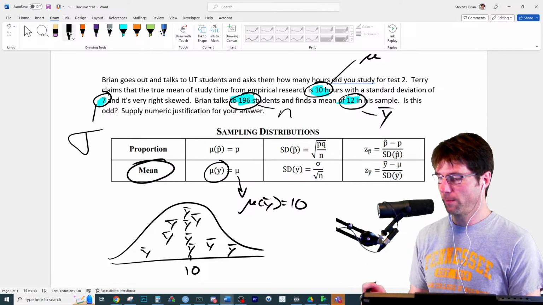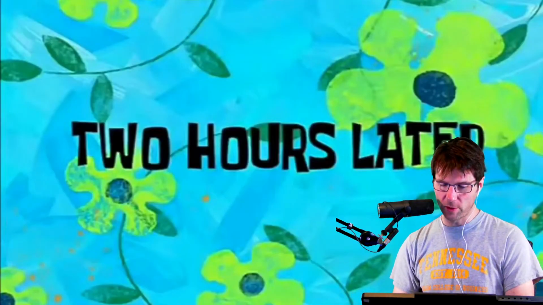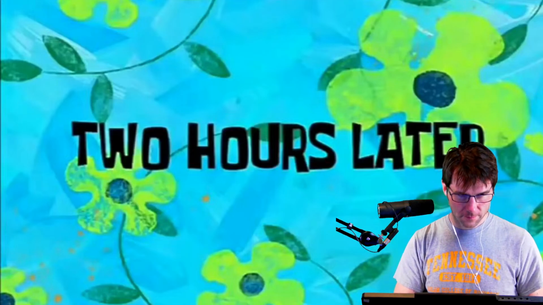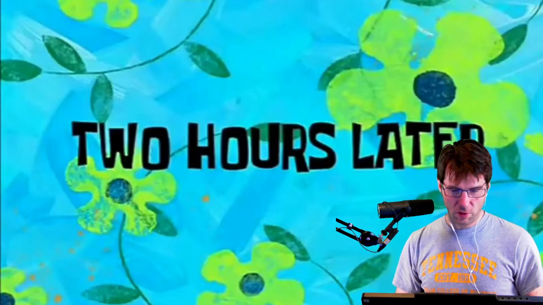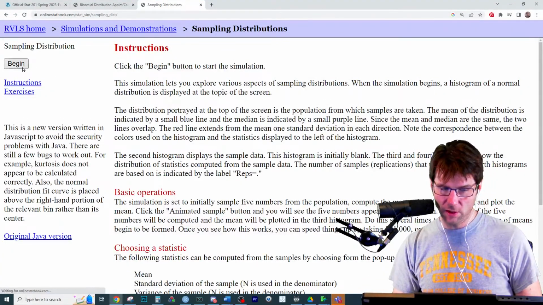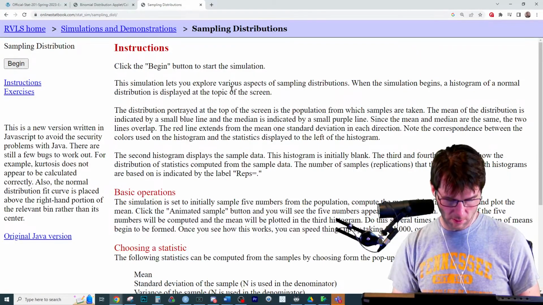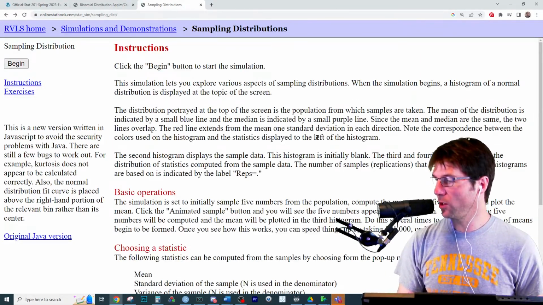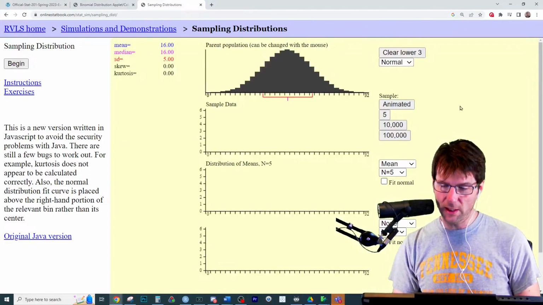What do we need for the distribution? So it won't always be 10 every time because we said it was right skewed. We need a standard deviation. The standard deviation to show the spread exactly.